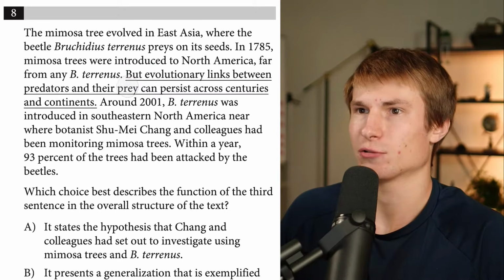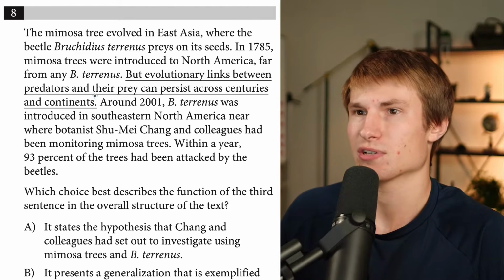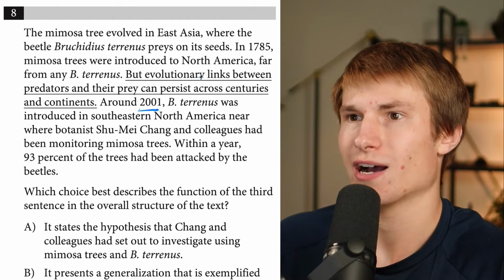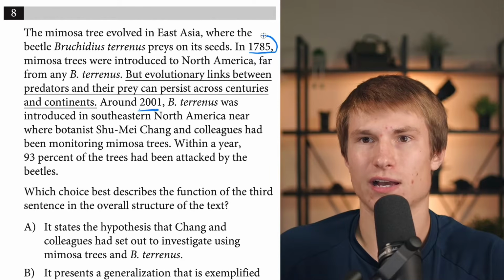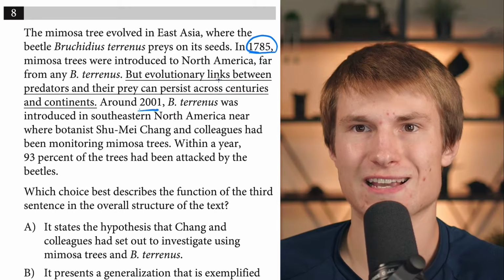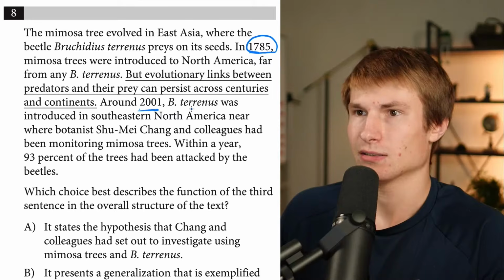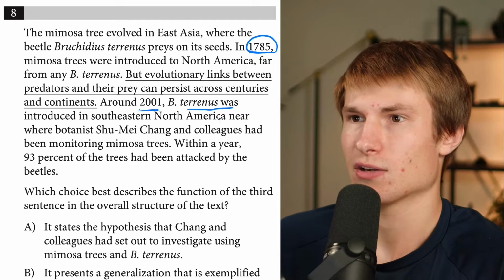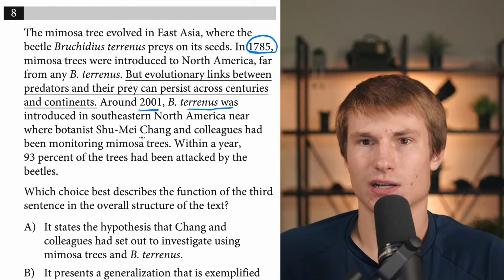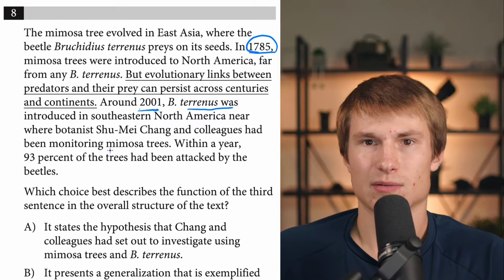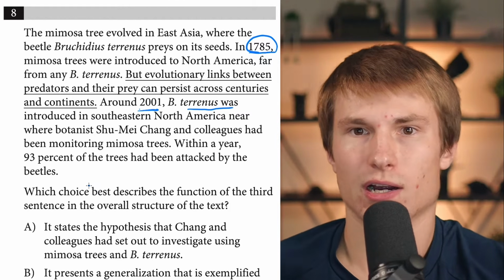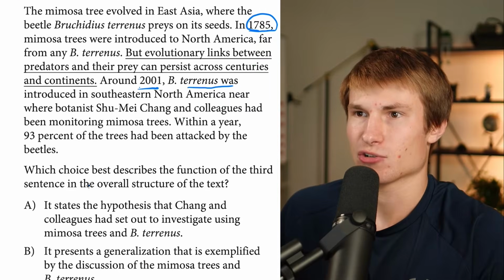Okay, so we have "but evolutionary links between predators and prey can persist across centuries and continents." And then after that, we go on to describe a couple centuries later, after 1785, we give an example of these evolutionary links persisting across time when we state that it was introduced into southeastern North America, where the botanist SMC and colleagues had been monitoring mimosa trees. Within a year, 93% of the trees had been attacked by the beetles. All right, so ultimately, we're making that transition and we're illustrating what was underlined there.